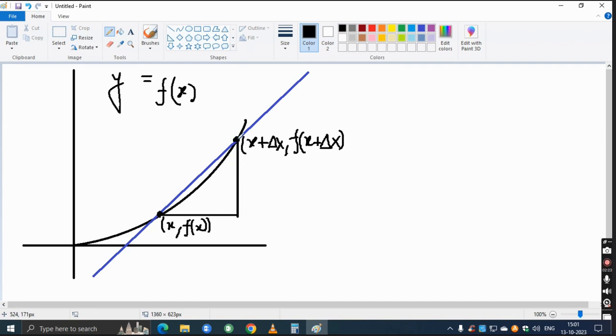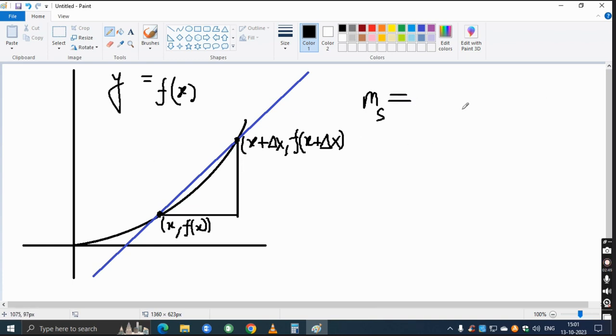Now what's this secant line? It's just a line that connects these 2 points. So the average rate of change of y with respect to x is just going to be the slope of this secant line. Let me call that ms.